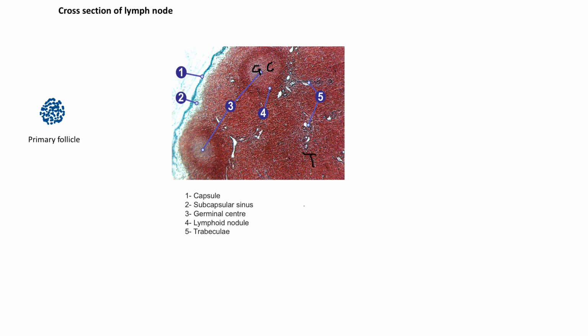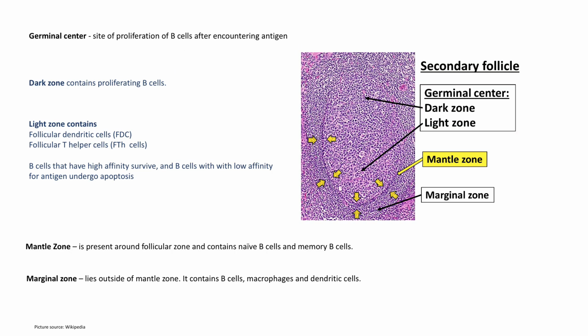T cell zone is associated with cell-mediated or cytotoxic response. This is picture of secondary follicle containing germinal center. Germinal center is site of proliferation of B cells after interacting with antigen.